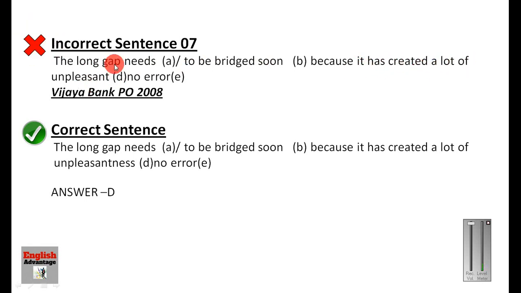Now the error lies here. A lot of is always followed by a noun. A lot of what? A lot of books, a lot of people, a lot of work. A lot of should be followed by a noun. But this is not a noun, this is an adjective, unpleasant. So we can change it into a noun by adding ness. Unpleasantness. So this has become a noun. So this is the error. D part is the error part. So the answer would be D.